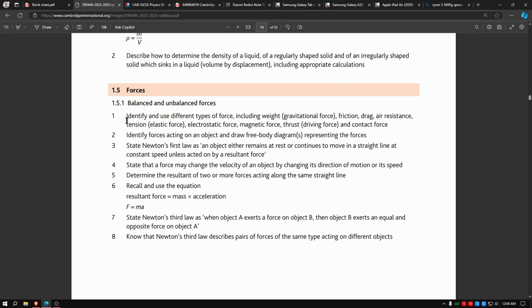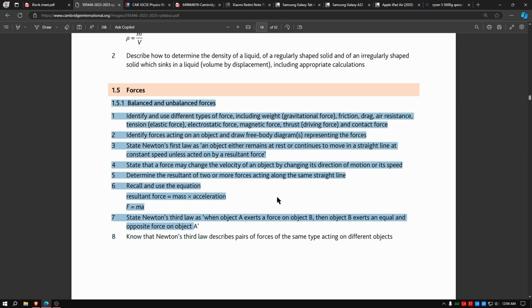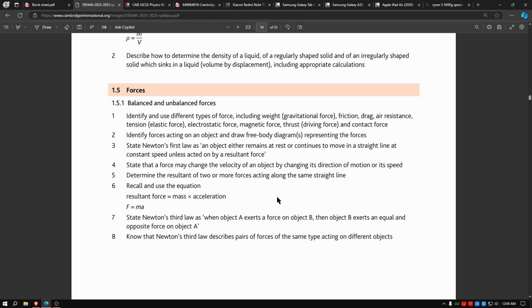So let us start at point 1. So balanced and unbalanced forces. These topics include, okay, so identify and use different types of forces, including weight, which is caused by gravitational force, friction, okay, so just frictional force, it's one type of resistance, drag.